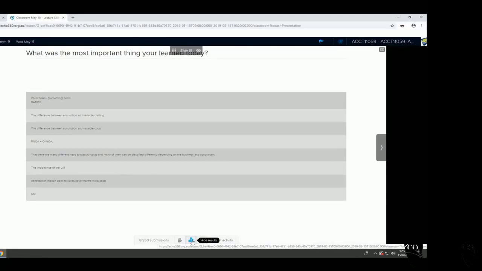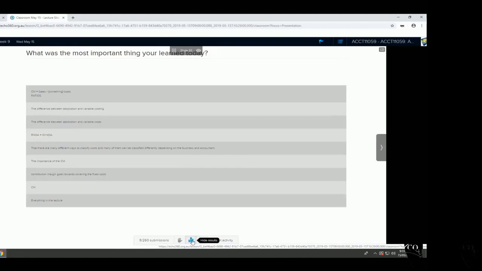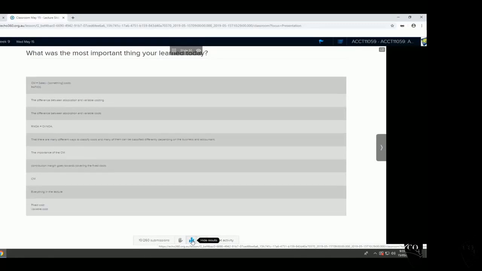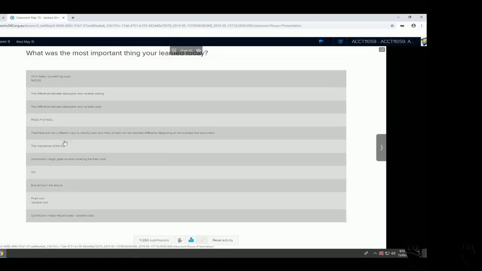Variable costs. Remember variable costs. And you need to understand the definition of variable costs. These are the ones that vary in direct proportion to the amount of sales or production activity. Very good thing to remember. The difference between absorption and variable costing. Yeah, that's good. Looked at that. And return on net operating assets.